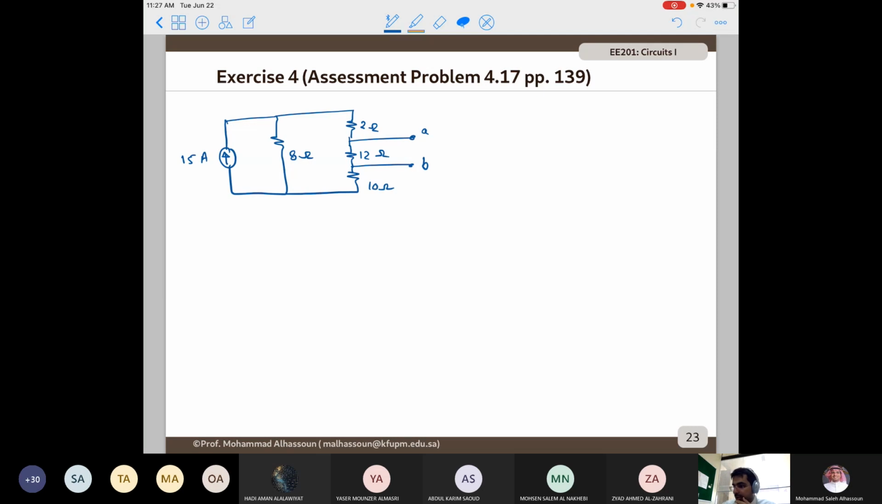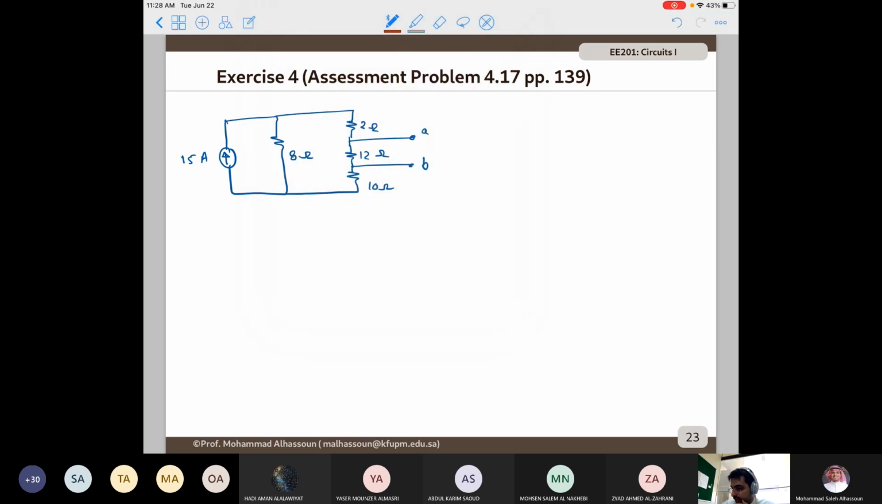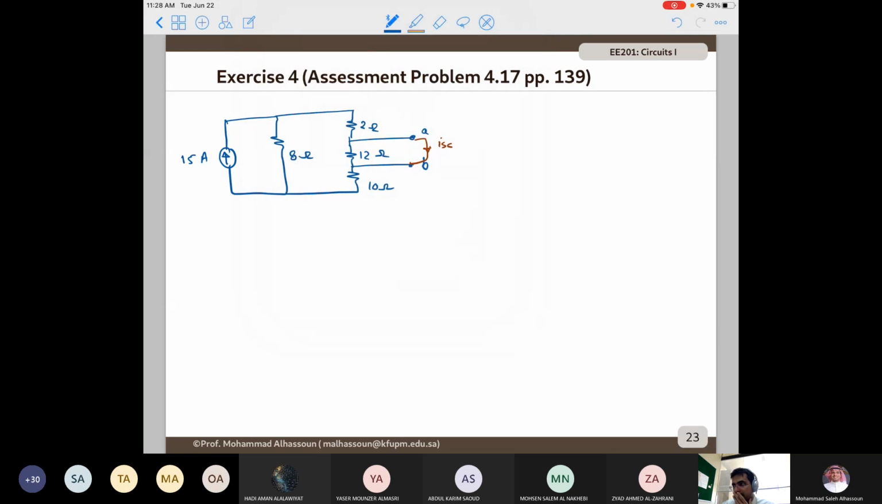So if you want to find the short circuit current, what you need to do first is connect a short circuit between A and B. What implication does this connection have in the circuit? This is going to change the circuit, because we're going to have a short circuit in parallel with the resistor. So what's the equivalent resistance here?